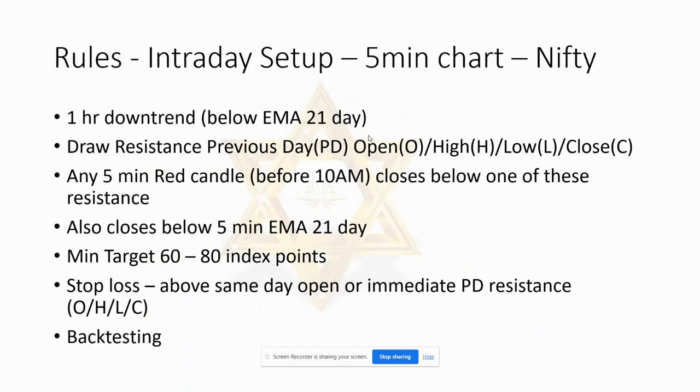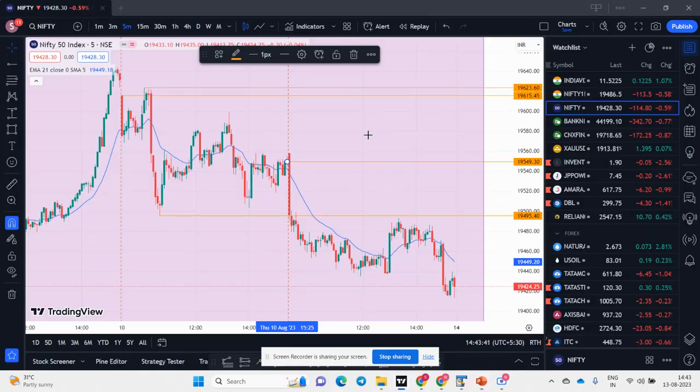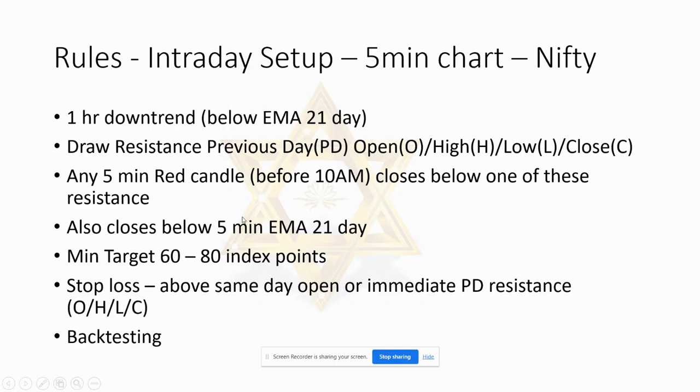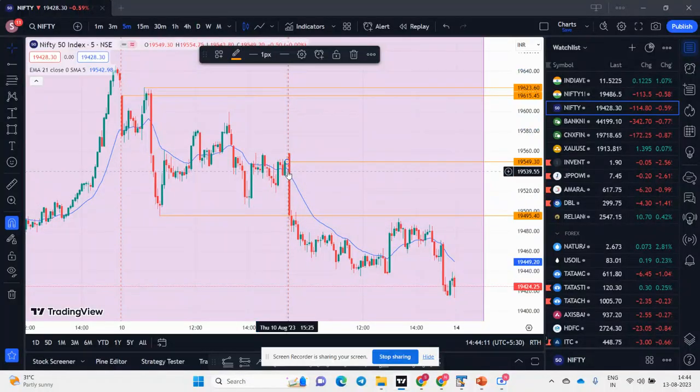The third one is we are expecting a 5 minute red candle. As we are planning a bearish setup, we are expecting a red candle, the first candle or any red candle, that has to close below one of these lines that you have drawn, or close to these lines. I mean, a red candle forms below one of these lines. That's the first condition. The next condition about this candle is that it should also come below this EMA 21-day average in the 5 minute chart.